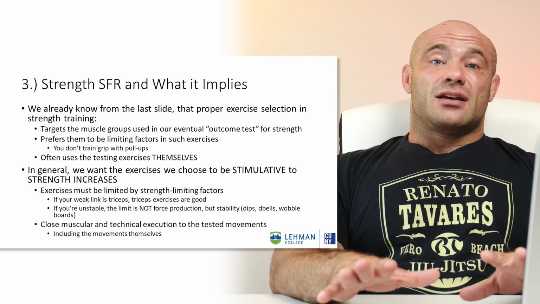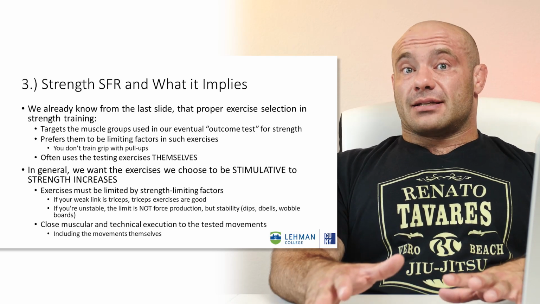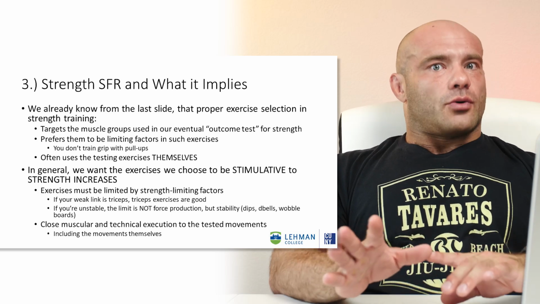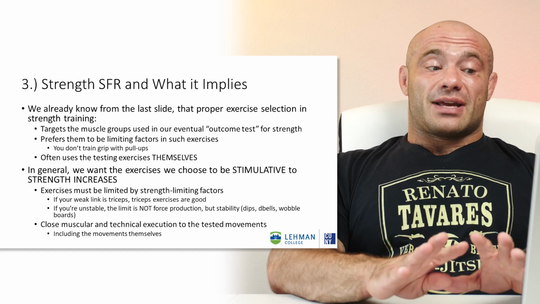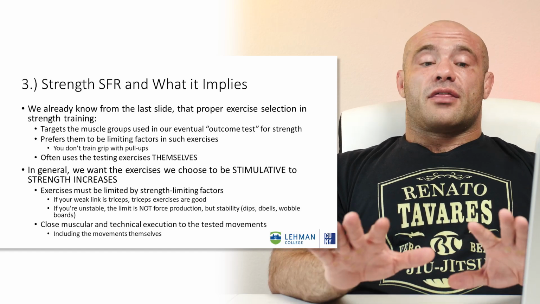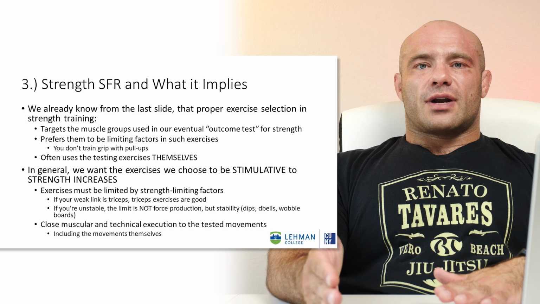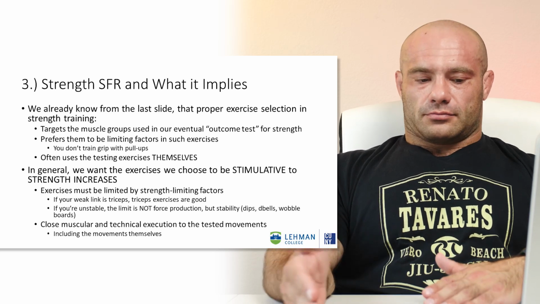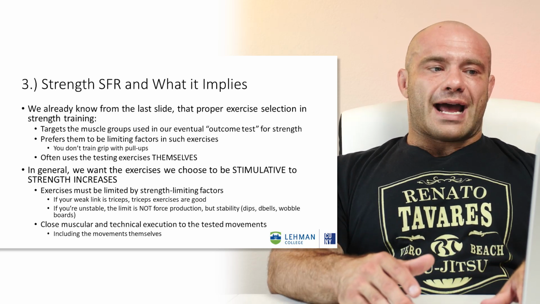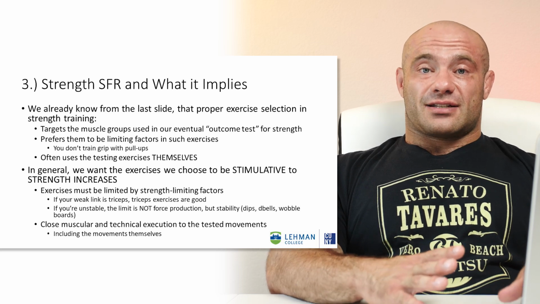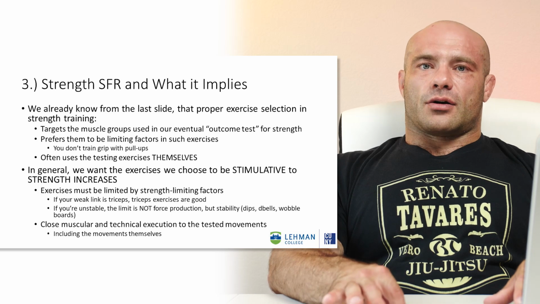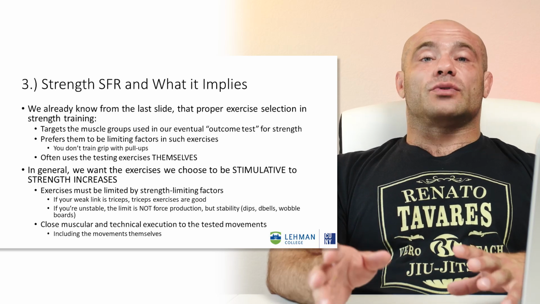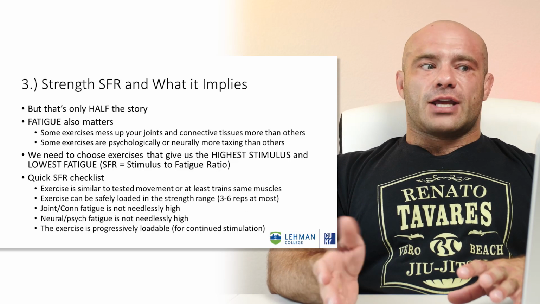So if you instead choose wide grip bench presses and JM presses, both chest exercises, just like the last two, but ones that are technically and mechanically very similar, then your ability to transfer strength is going to be that much greater. Now, we want these exercises to check these boxes so they can be stimulative, increasing our ability to be strong. But that's only half the story of stimulus to fatigue ratio.